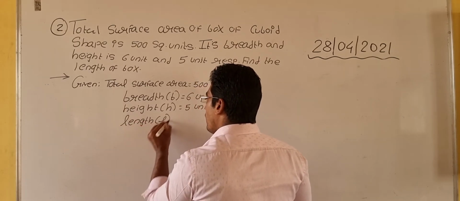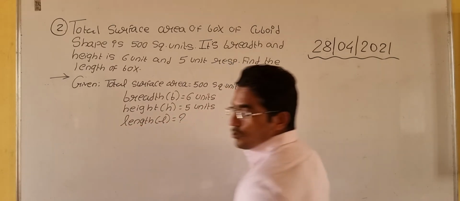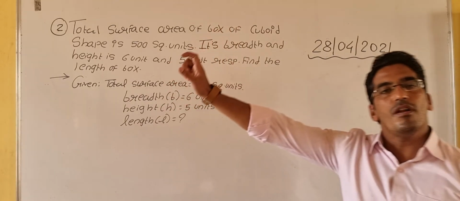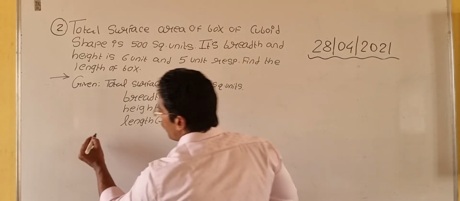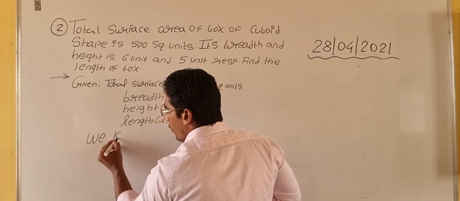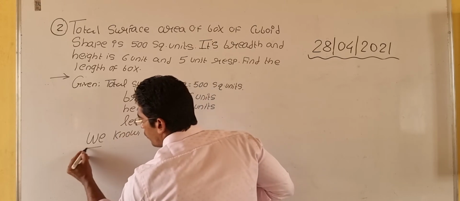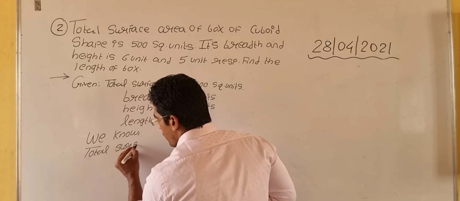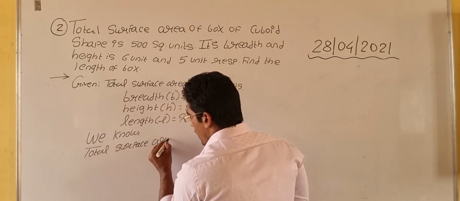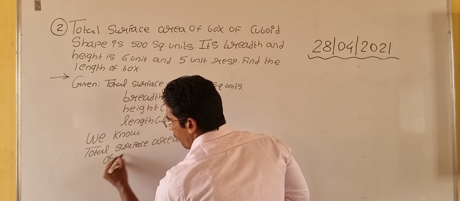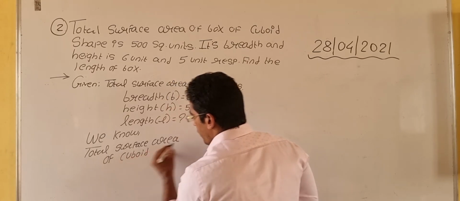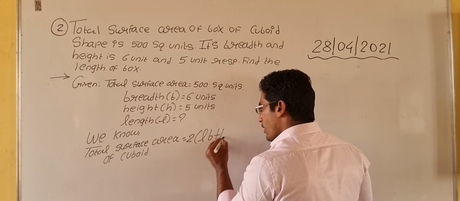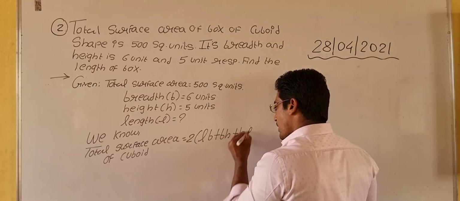Length L is equal to question mark. So here they have given us the value of total surface area. So we will use the formula of total surface area. We know total surface area of cuboid is equal to 2 LB plus BH plus HL.